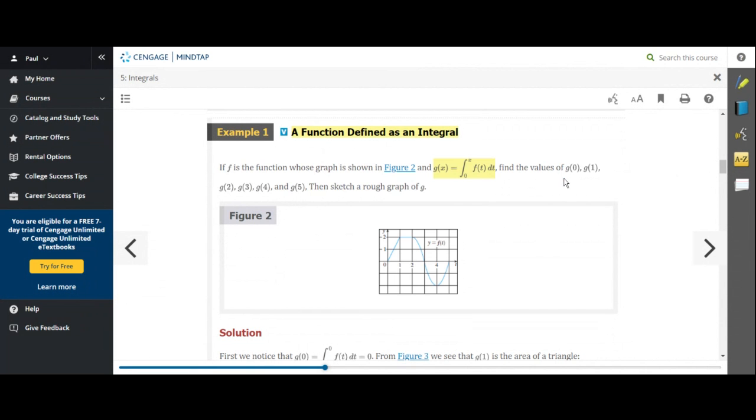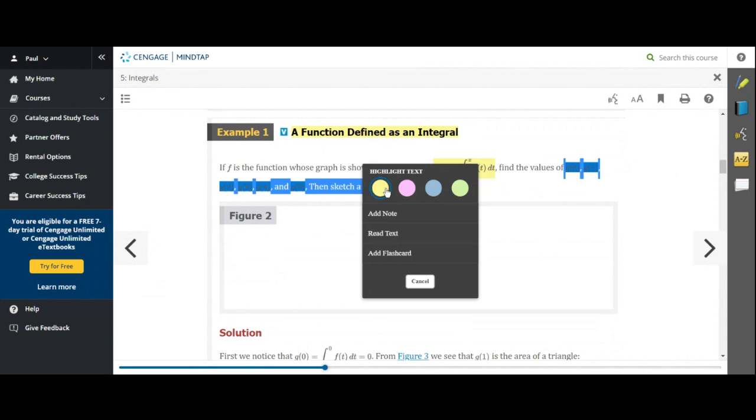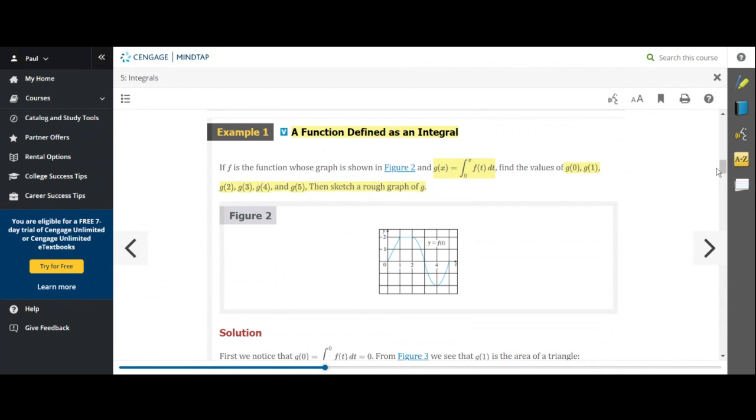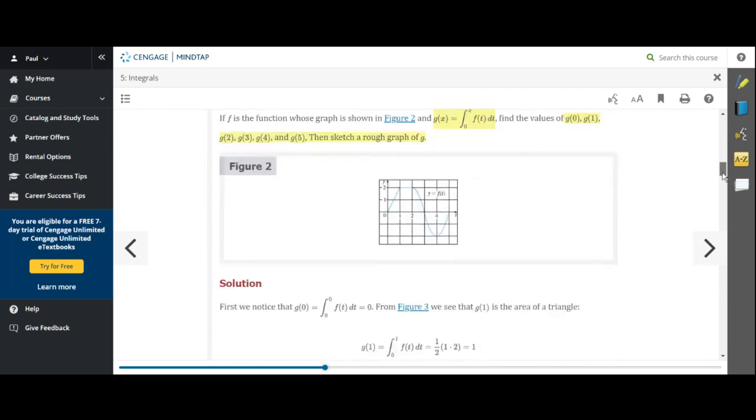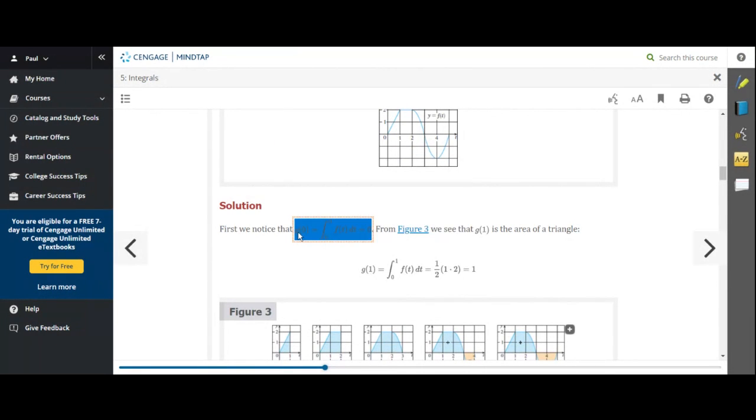So they say, all right, find some values of g, and then sketch a rough graph of g. What they've done here in figure 2 is they've drawn the function f of t, and first they want you to find g of 0. Well, g of 0 would just be the definite integral of f of t dt from 0 to 0. And that just equals 0, because there's no area under the function if your top and bottom limits are the same.